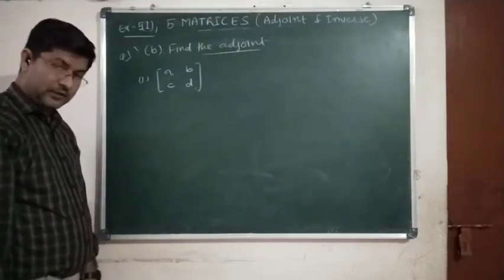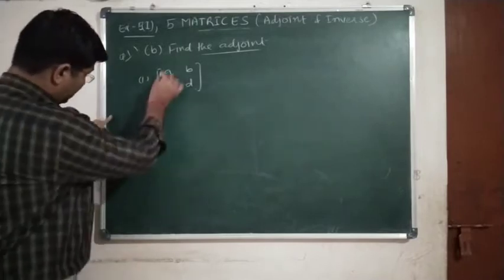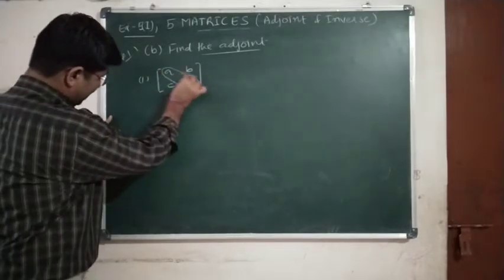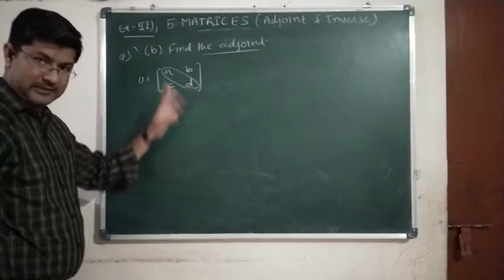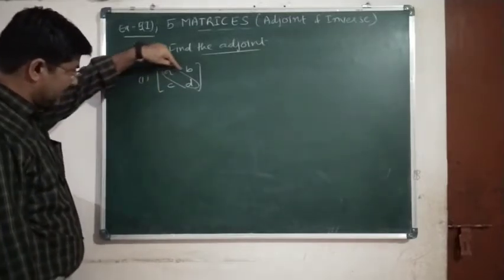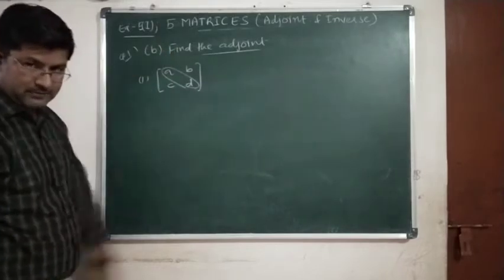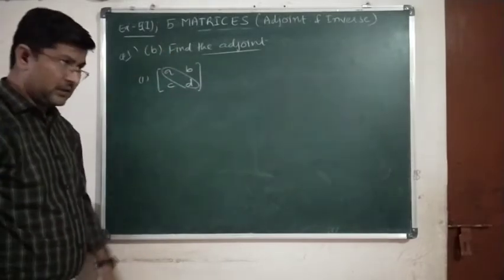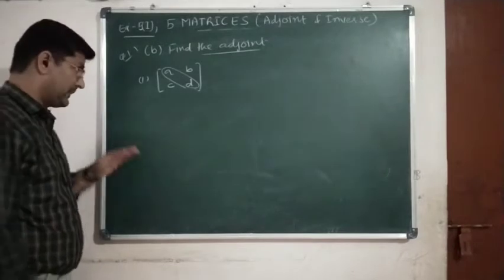What is that rule? Let us recall the rule. What shall we do with the diagonal elements? We will interchange the diagonal elements, and we will only change the signs of the off-diagonal elements. Yes or no? So directly you can write it, but yet we will show the method.